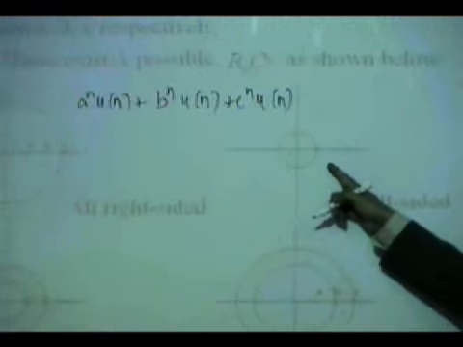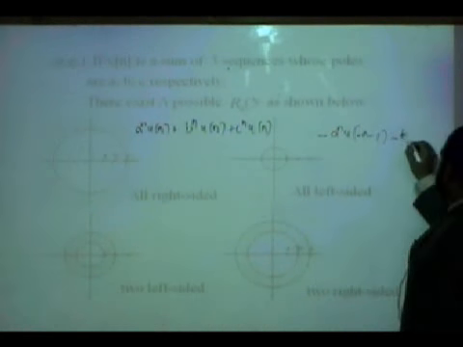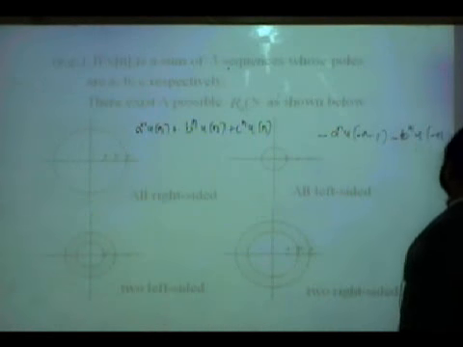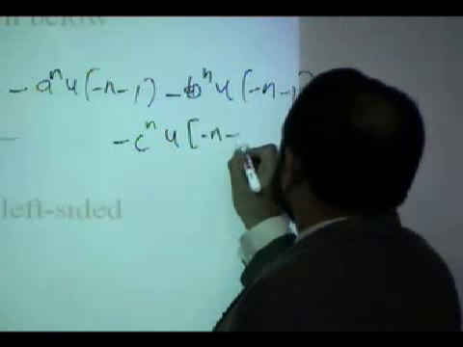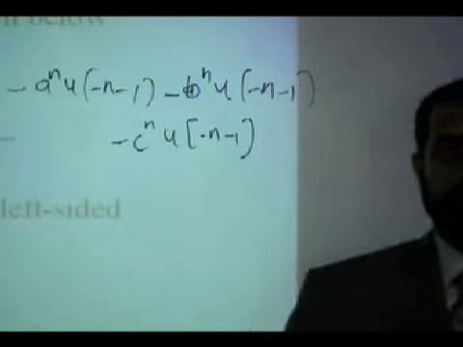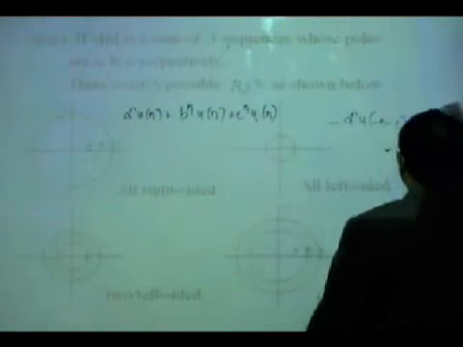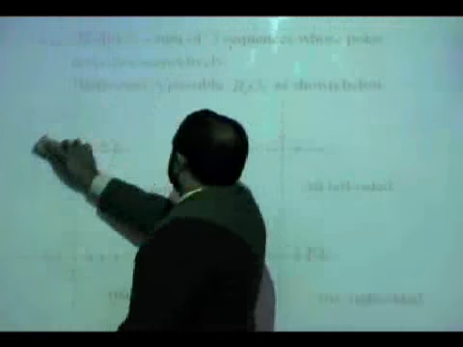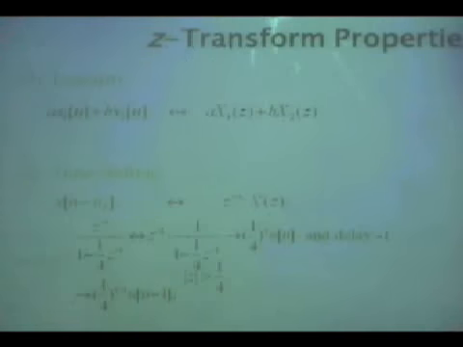Similarly for this you can write the answer, right? It is minus A of n, minus B of n. So these are the possible answers, right? Similarly you can write an answer for this and an answer for this. So these are some of the properties of Z transform.